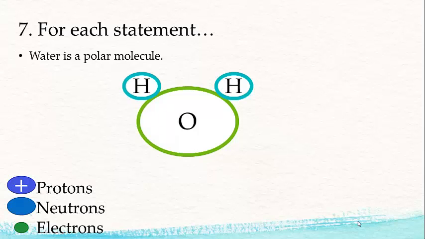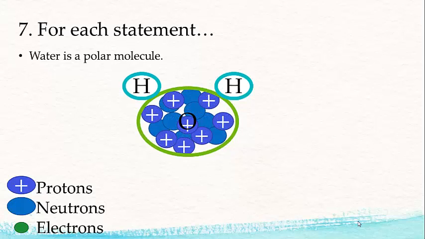Next question asks you to prove and illustrate each statement. So the first statement is that water is a polar molecule. So here we have a water molecule. It is 2 hydrogens and 1 oxygen. Inside of the oxygen atom, it has 8 protons. Inside of each hydrogen atom, there's 1 proton.